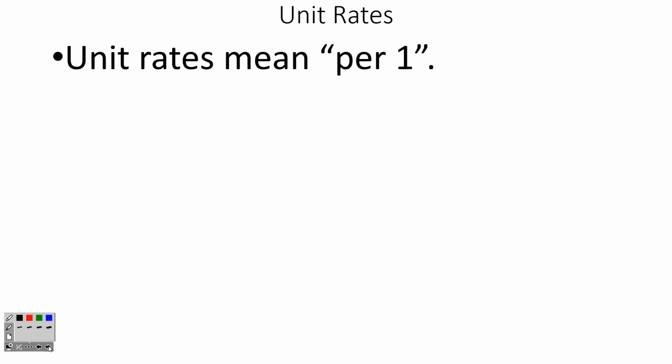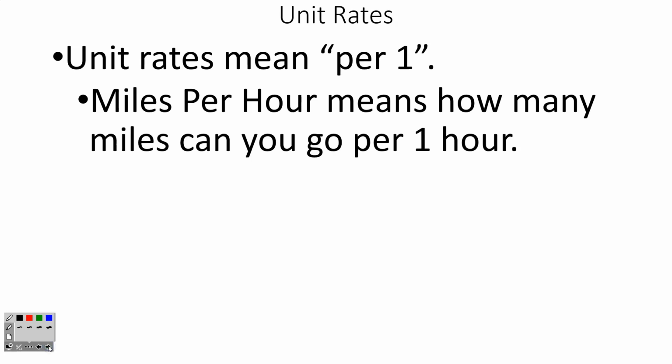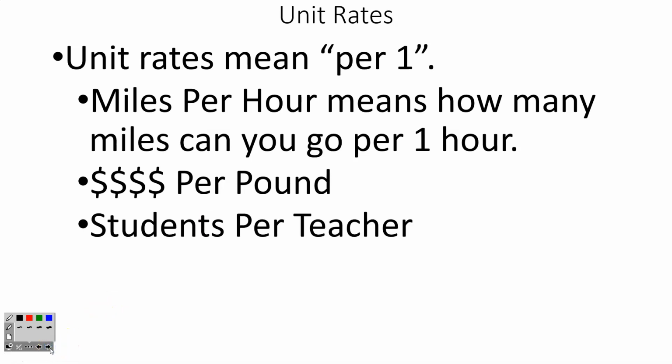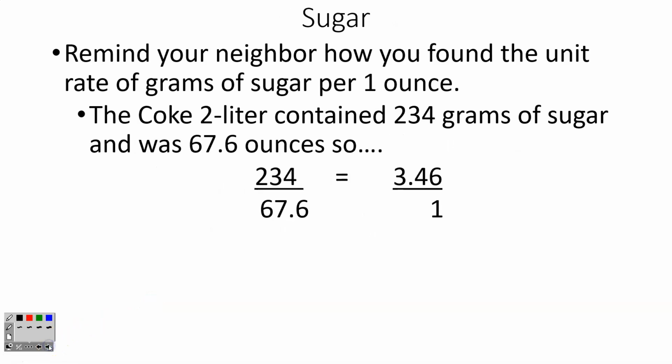So first off, some vocabulary. Unit rate means per one. For example, miles per hour means how many miles can you go per 1 hour. Cost per pound is how much money you are going to spend per 1 pound. Students per teacher, how many students per one teacher. One of the ways you could solve these types of problems is set it up as a ratio.